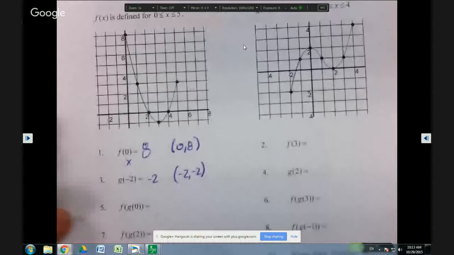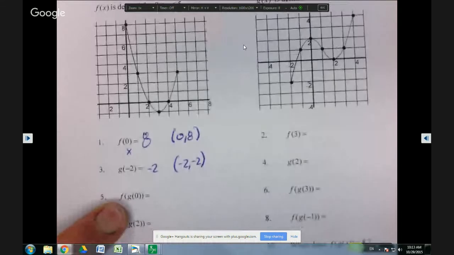Now, here's where we're putting functions together. f of g of 0. Careful there, Alan.